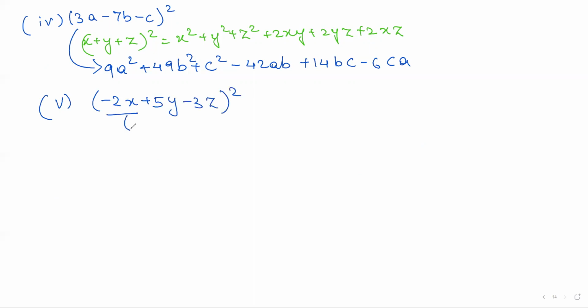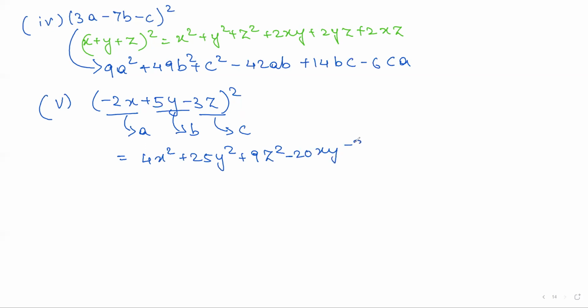Your a part is minus 2x, b part is 5y, c part is minus 3z, and this part becomes equal to, placing these values in the formula, 4x square plus 25y square plus 9z square minus 20xy minus 30yz plus 12xz.